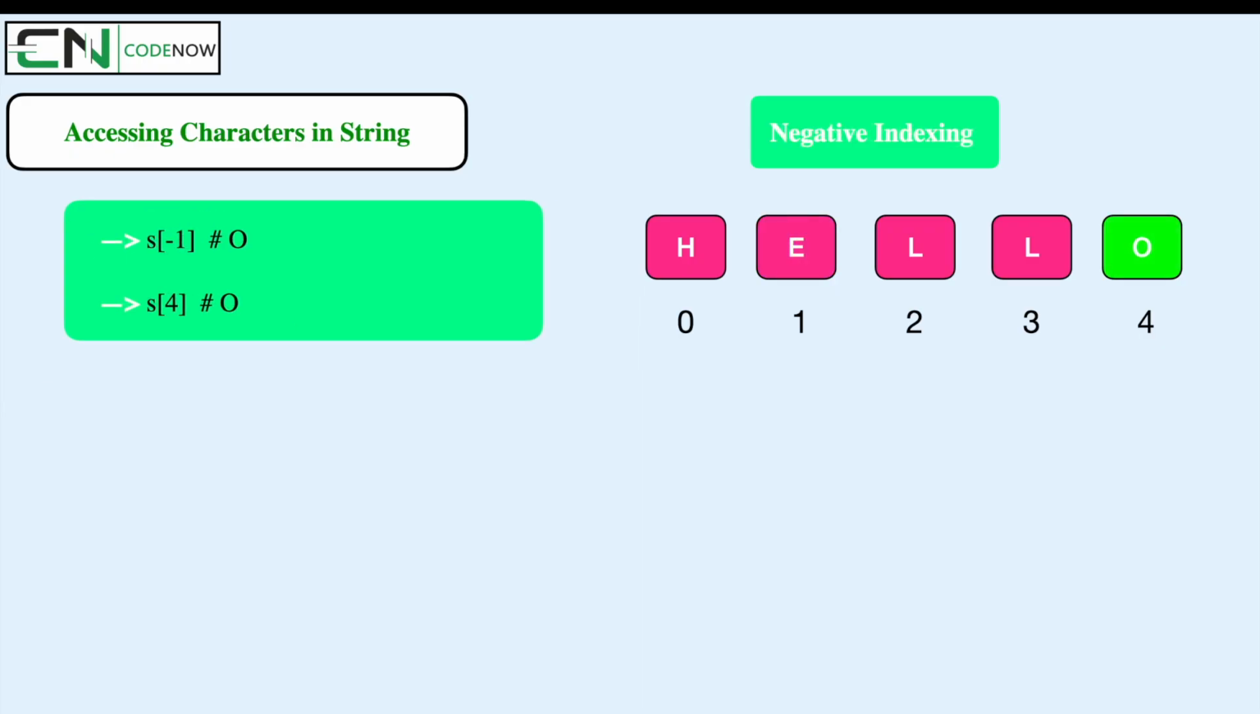Let us move to negative indexing. Negative indexing means traversing from the last, and the last element is indicated by -1. So s[-1] will return O, whereas if we want to access it with forward indexing, we will write s[4]. Moving up to the next thing.